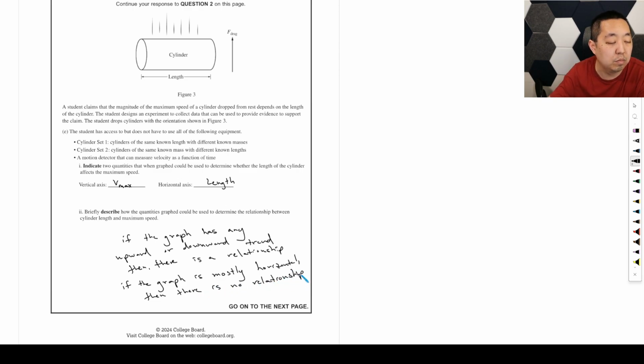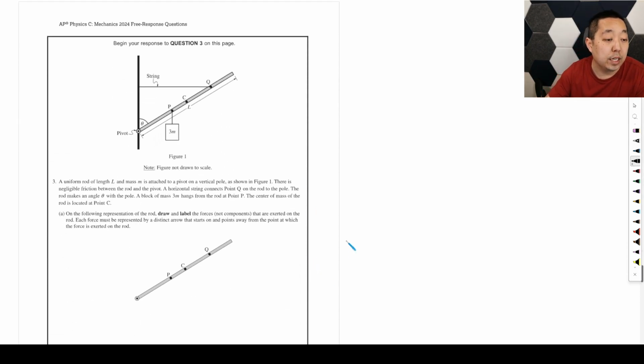Number 3. A uniform rod of length L and mass m is attached to a pivot on a vertical pole, shown in figure 1. There's non-negligible friction between the rod and the pivot. Okay, so there's some friction here, some torque that's going to happen on this pivot. A little bit interesting. We don't normally deal with torque on the pivot, but okay. A horizontal string connects point Q on the rod to the pole. The rod makes an angle theta with the pole. A block of mass 3m hangs from the rod at point P. The center of mass of the rod is located at point C.